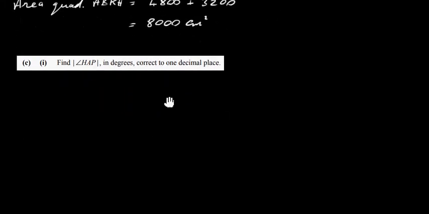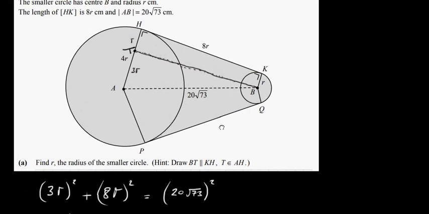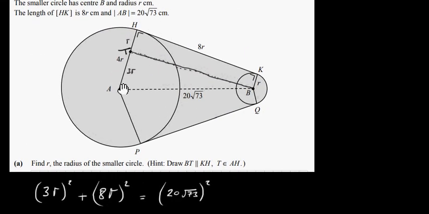Now, find the angle HAP in degrees correct to 1 decimal place. HAP, let's have a look at that. What exactly was that? Well, that's HAP, so we want this angle here. Now, I'm not going to find that angle initially. What I'm going to do is find this angle here first.